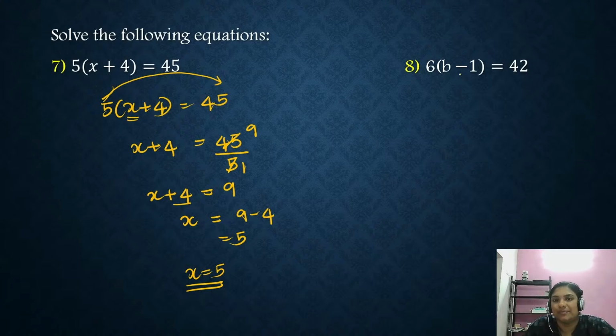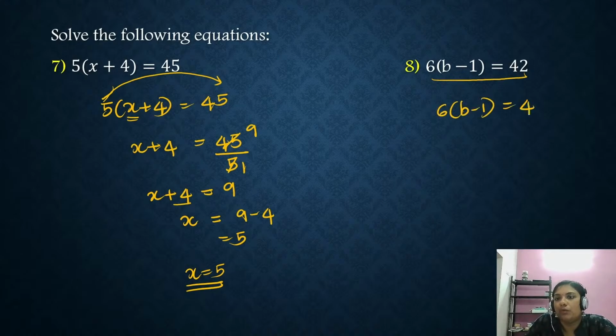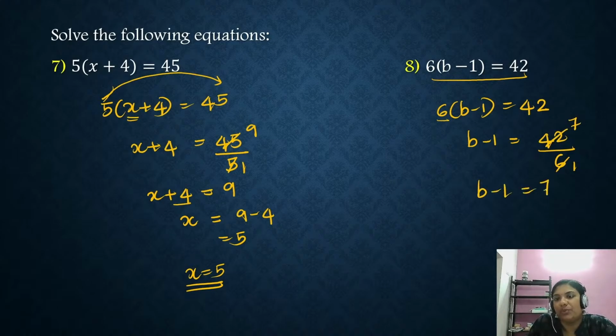Now, this one. 6 times b minus 1 is equal to 42. 6 times b minus 1 equal to 42. We can keep the bracket here because the variable is present inside the bracket. Now 42, then what will happen to the 6? Yes, like the previous question, it will be in the denominator. 6 1 is 6, 6 sevens are 42. So b minus 1 is equal to 7.